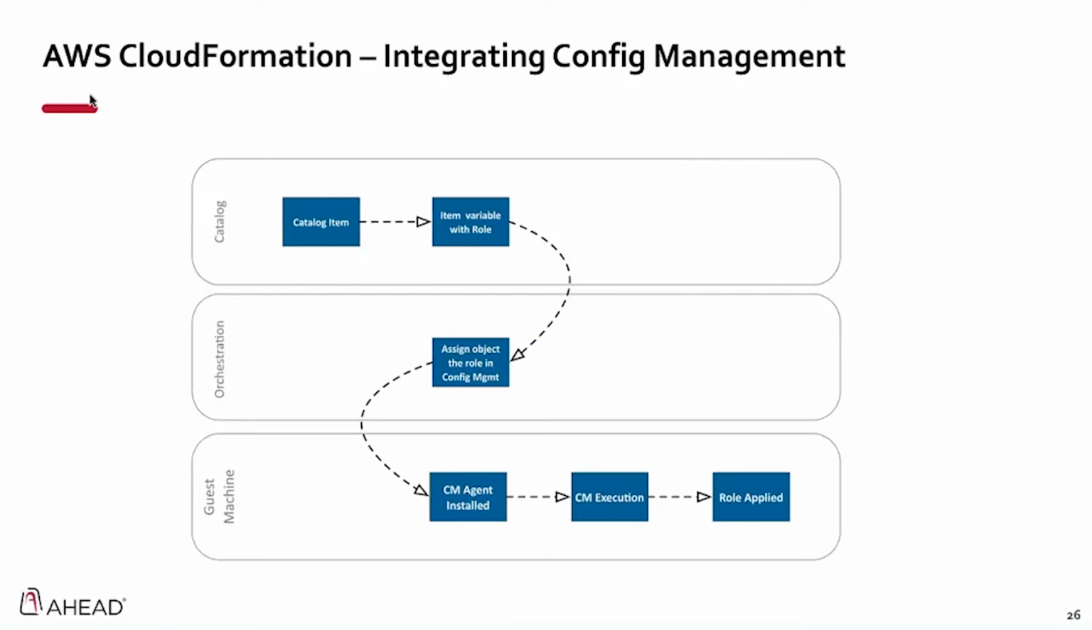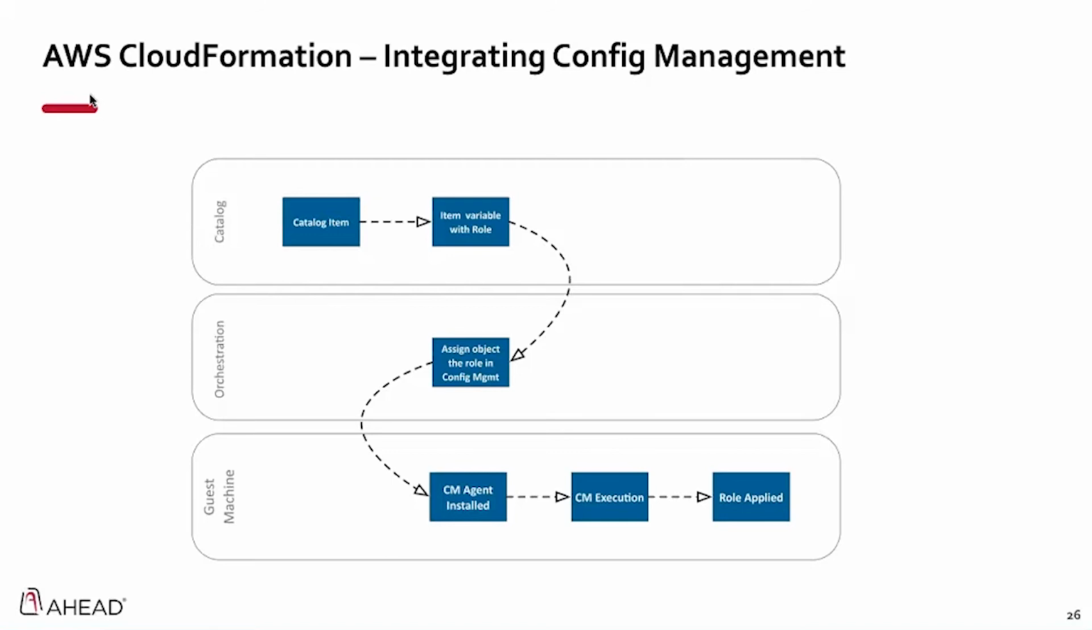You have the item, and in that item, you pass a variable that has a role that we're going to assign to the end IaaS instance, right? That variable is passed off to the orchestration engine, where it is assigned to that configuration management object. Ultimately, the guest machine has the configuration agent installed, and then that role passed to it as a part of that installation. Then configuration management executes, and in the end, you're happy. Your role's applied. You have maybe a Microsoft SQL Server with your Puppet role.